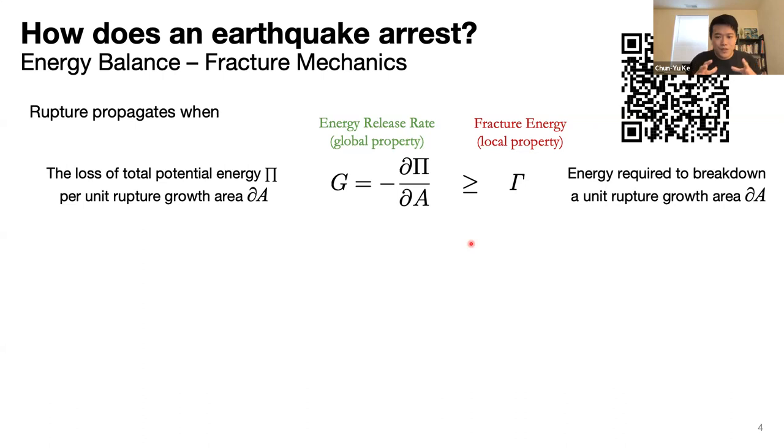Here I simply put that rupture propagates when the energy release rate exceeds fracture energy. Energy release rate is the energy being released if a unit rupture area is increased. And the fracture energy is the energy required to break down the strength of that unit area. Note that the energy release rate concerns the structure and stress distribution of the surrounding material, but the fracture energy is the local property of that unit area that is going to break or not break.